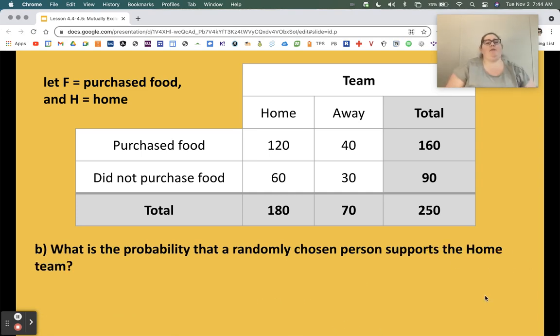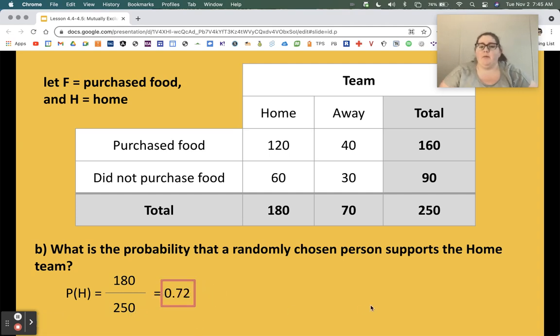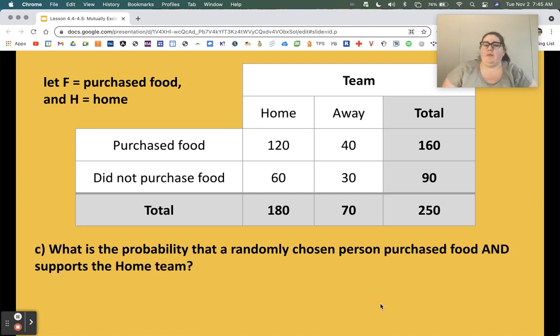Part B, what is the probability that a randomly chosen person supports the home team? So again, I had F mean they purchase food, H mean they root for the home team. So this one's notation would be P(H), probability of home team. And total, I had 180 people rooting for the home team out of 250 people total. I divide that in my calculator and I get 0.72. So that's my probability. All right, so just basic using a two-way table to calculate probabilities.